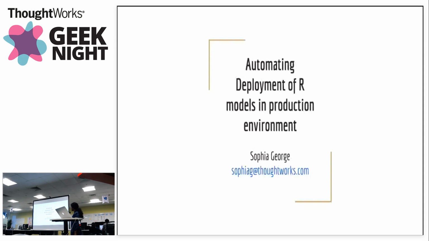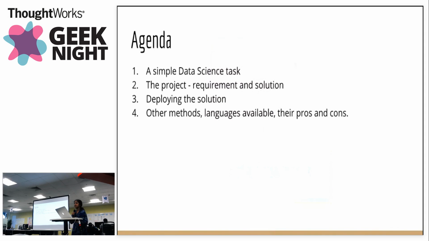So the topic of my presentation is automating deployment of R models in a production environment, and I have divided the presentation into four parts. Initially, I will give a very small and simple explanation of a basic data science task, mainly for those who are completely new to it. Then a particular project which I worked on: what the business requirement was and the solution we proposed, which was done in R. Then how deploying the solution to production was done. And in the end, I will look at some other methods we considered during the process and why we did not use them.